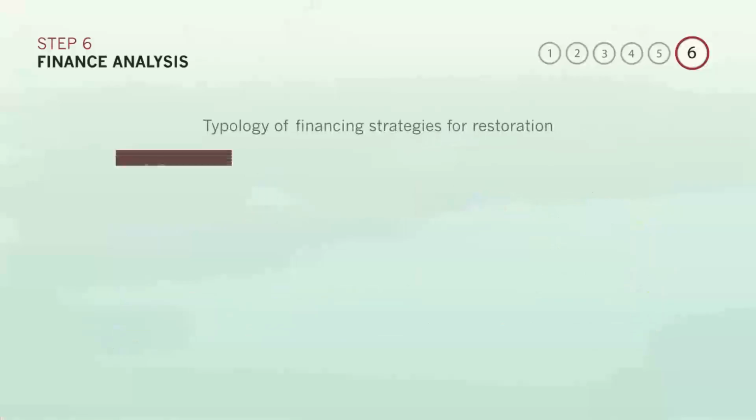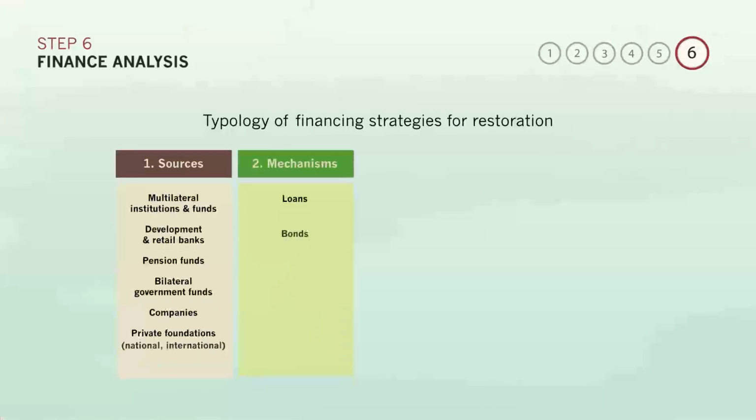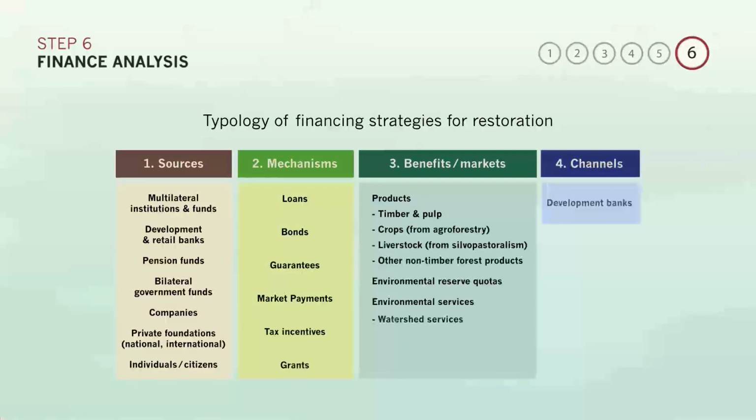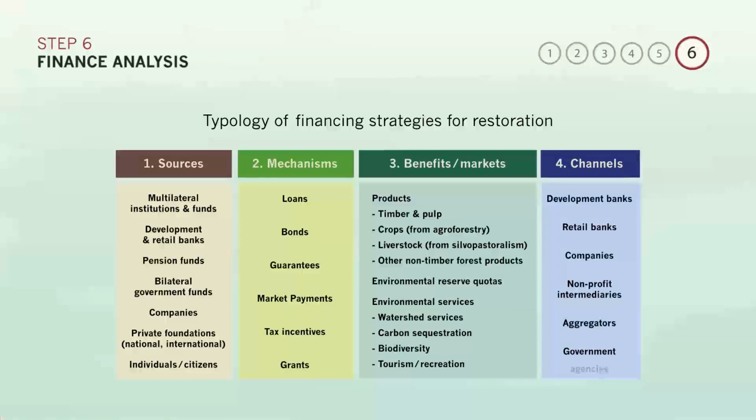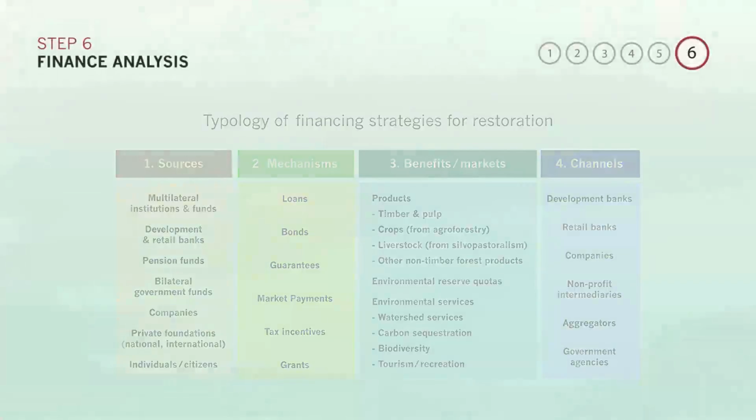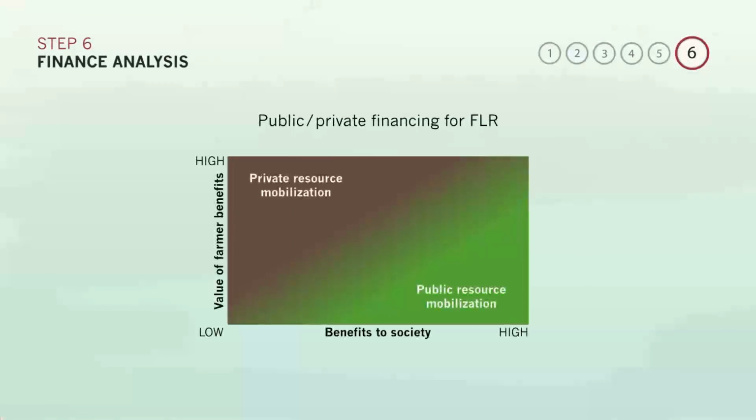For each restoration activity type, consider what the source of finance could be, what mechanism money would be delivered through, what restoration benefit or value the money would buy, and whether that money would be channeled through multiple sources. In general, the more specific restoration activity will benefit individuals, the more opportunities there will be for attracting private finance. The more an intervention benefits society, the better the chances are for attracting public finance.